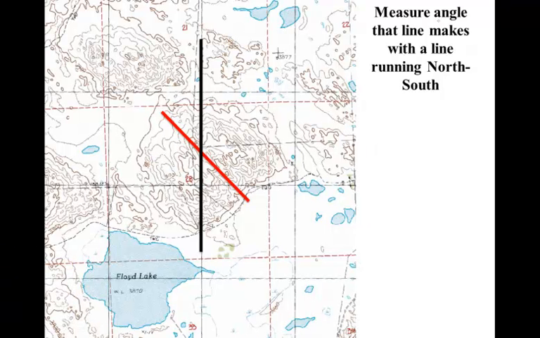We're going to want to measure the angle that that line makes with a line that runs straight north-south. Here's a north-south running line. We're going to want to measure the angle this line makes by going clockwise from north using a protractor. Again, we're always going to measure our angles in degrees clockwise starting from north.